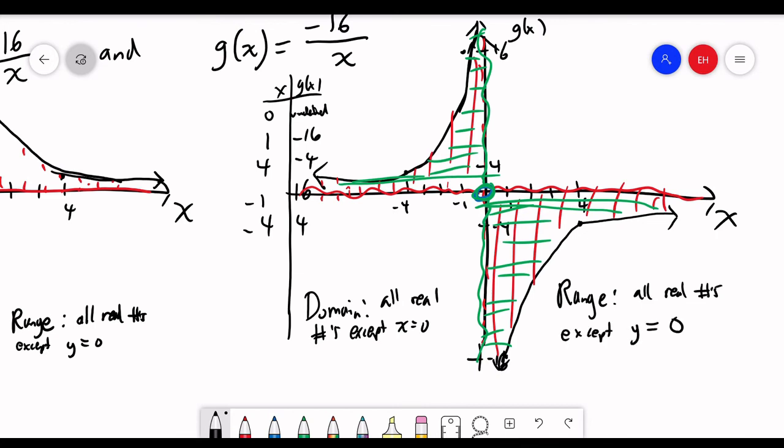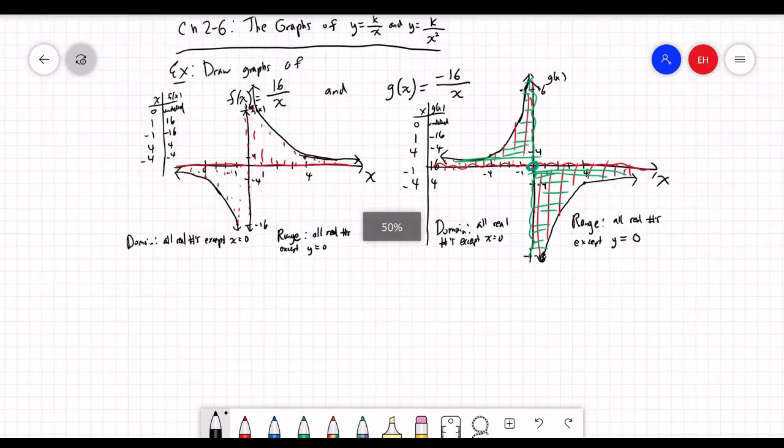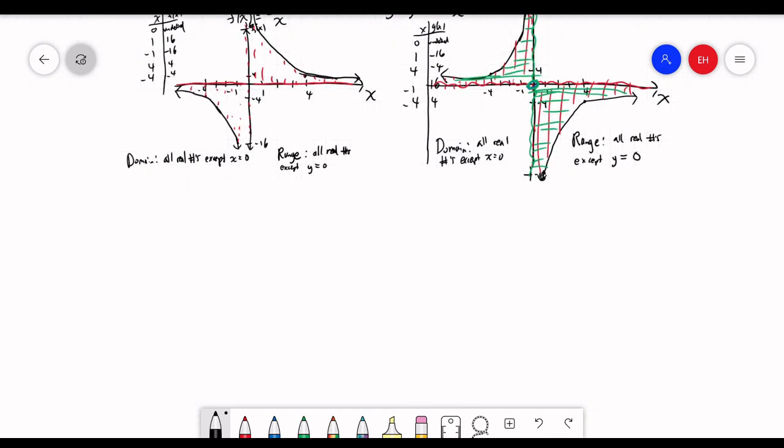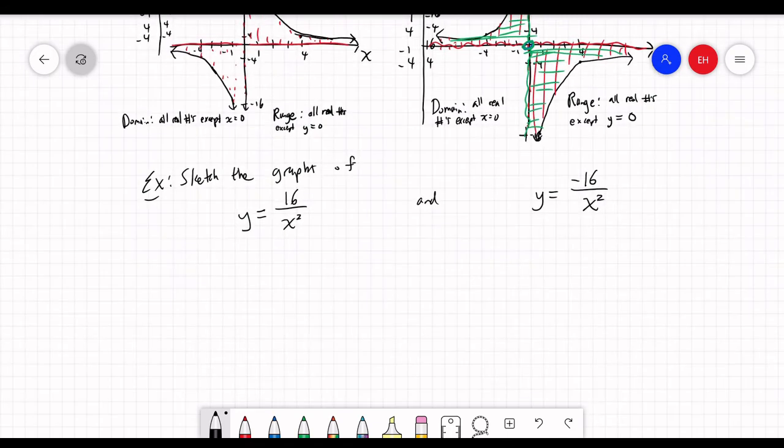Now we will look at something of the form y equals k over x squared, and see what that graph might look like. We can pick any k we want. Let's just use 16 again, to keep it the same as the other ones. So sketch the graph of y equals 16 over x squared, and we'll look at what happens if the k on top is negative. So we'll look at y equals negative 16 over x squared as well, to see what that graph looks like.